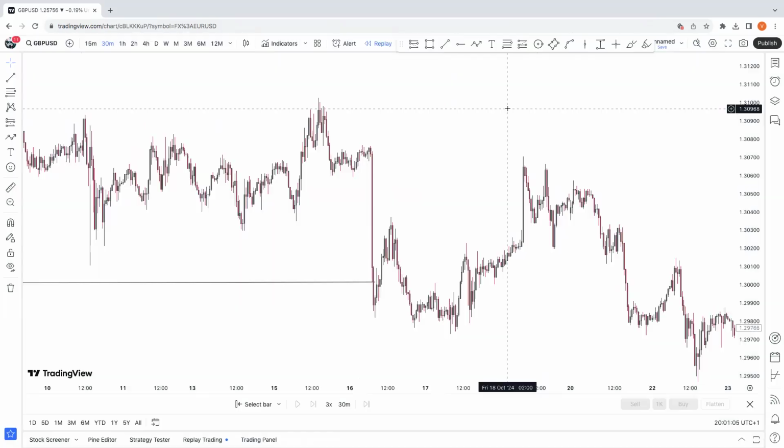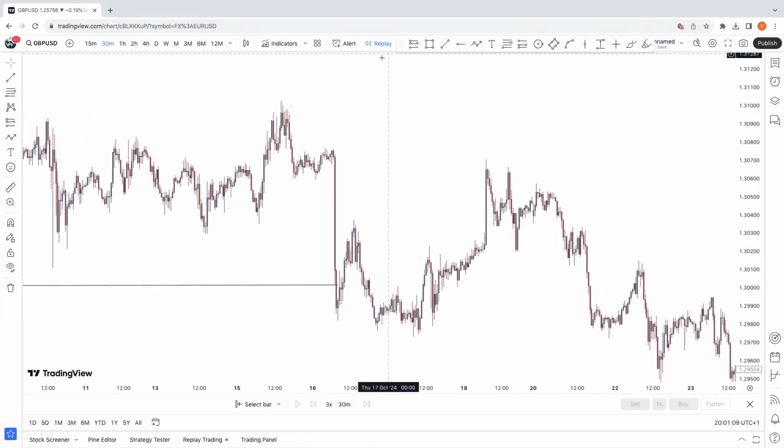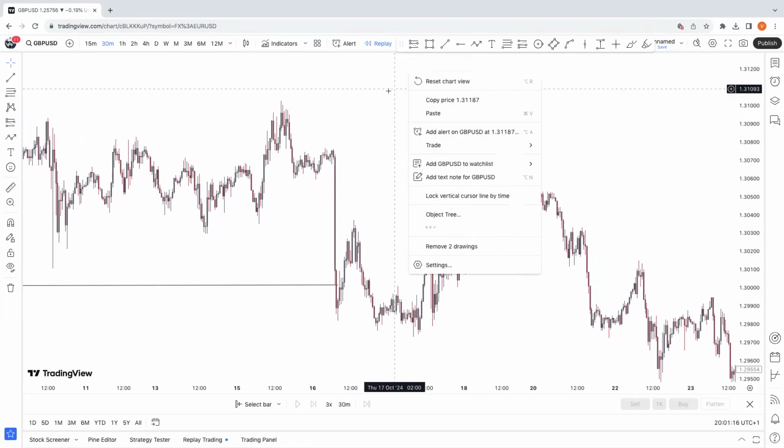Okay, I think I need to upgrade my TradingView. Okay, I think we just do it manually. I think I need to upgrade from this basic plan. Okay, let me just do this.